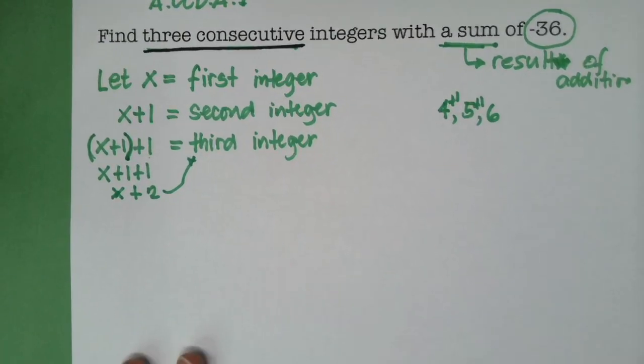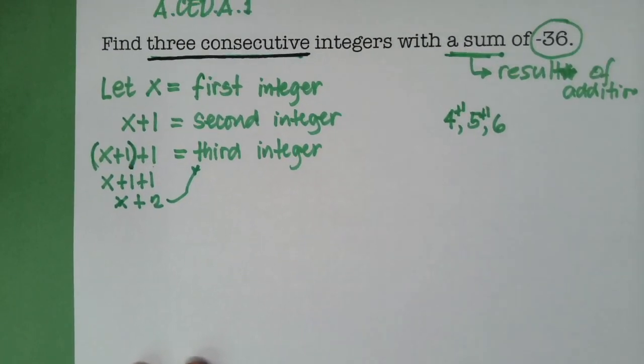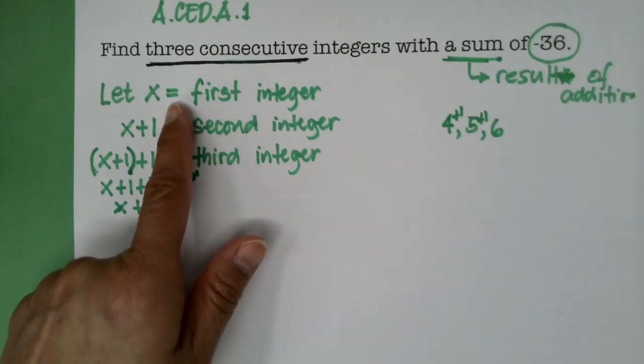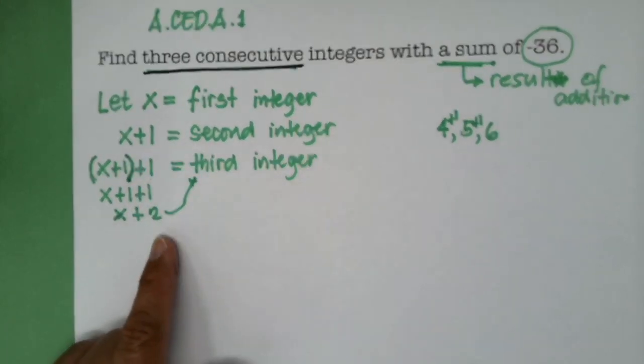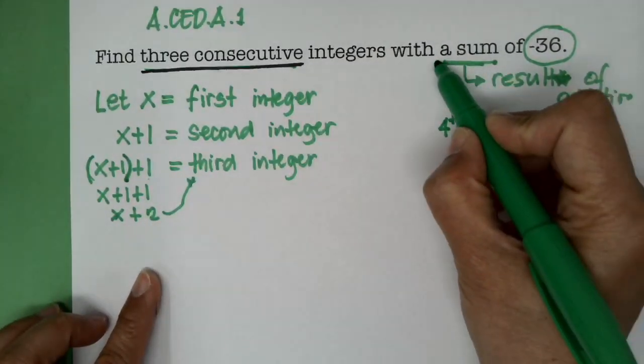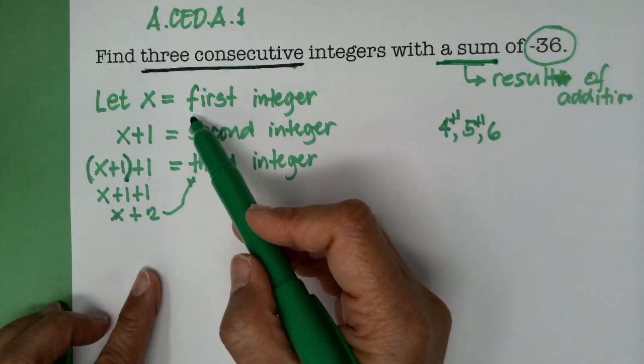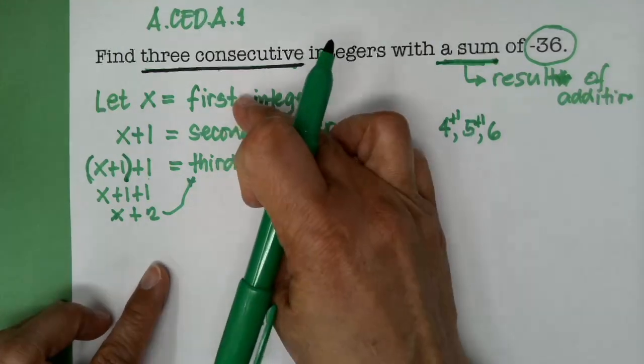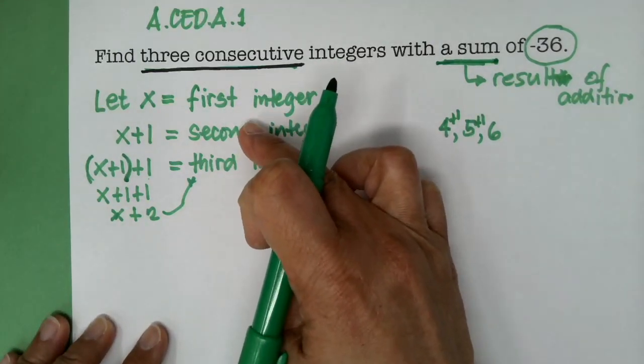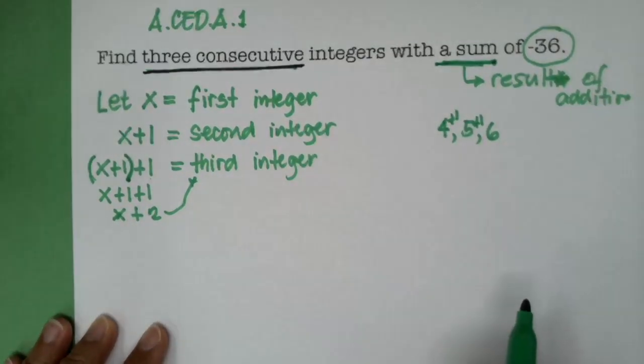Alright, so now we have represented the first integer, second integer, and the third integer. And we will have the sum, which means you will have to add your first integer, your second integer, and your third integer all together.